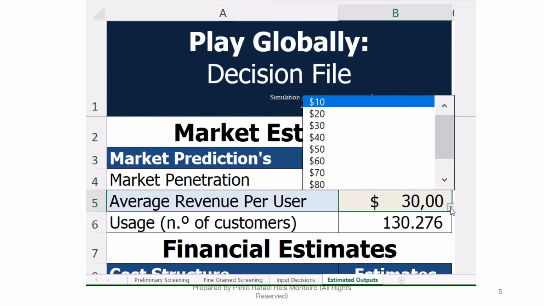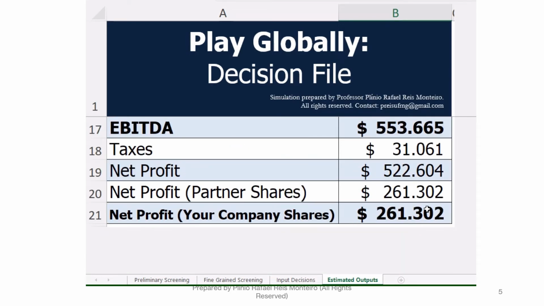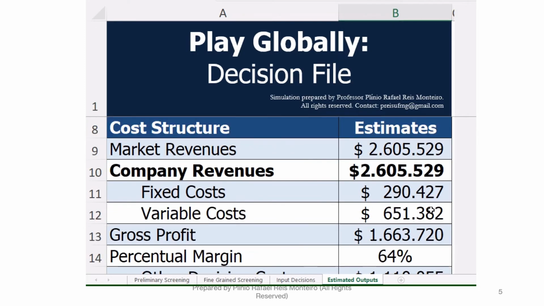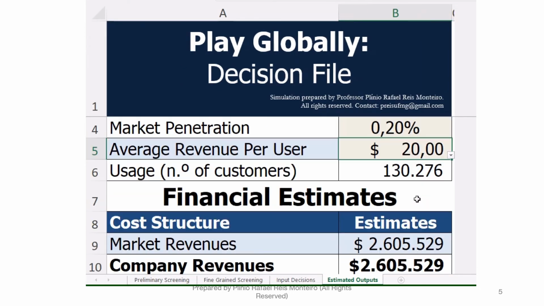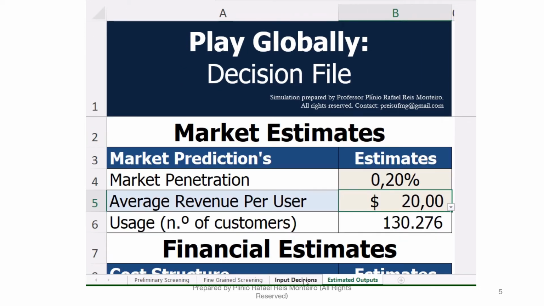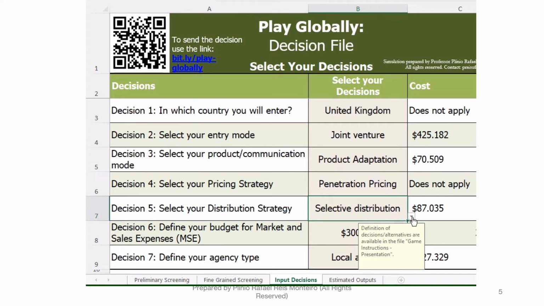For instance, I can say that my average revenue will be like that, and I still can have some small profit even that way. For instance, look into these numbers. It seems to be reasonable to achieve some profit with my strategy. But I also can change other options. For instance, let's look at my input decisions. Now I'm going to change from a skimming approach to a penetration pricing. And also I will change from a selective distribution to an intensive distribution.